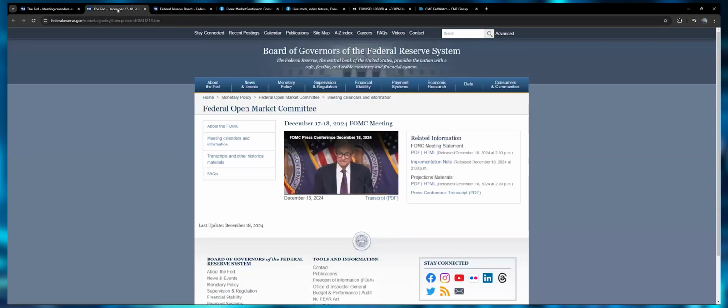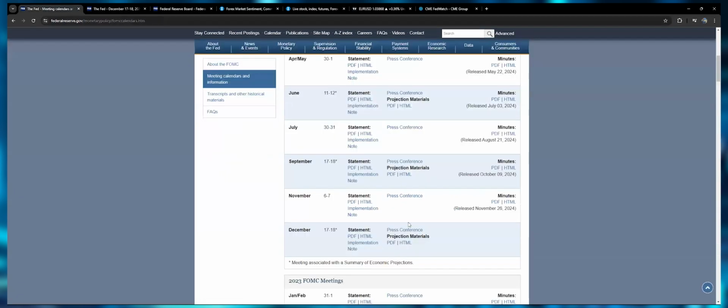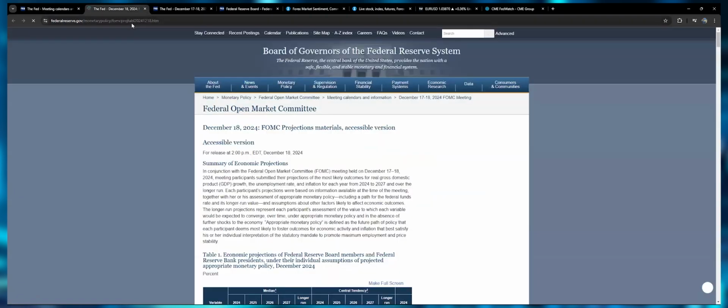Now, what is even more important is that if we go to the projections material and then come to HTML again, I can send this link to everyone so you don't have to be looking around. Projection link.